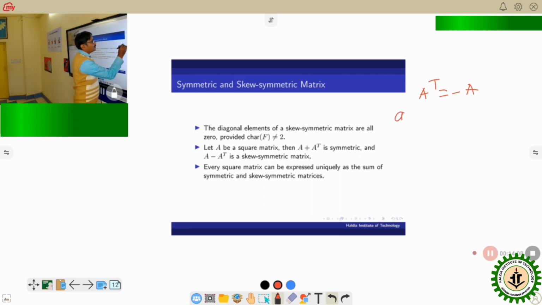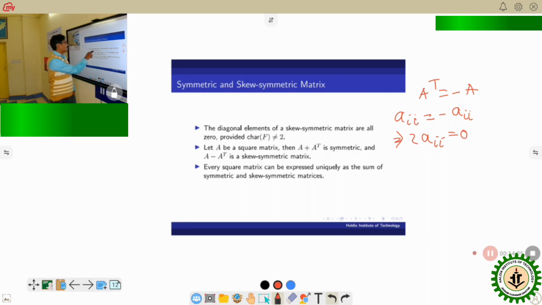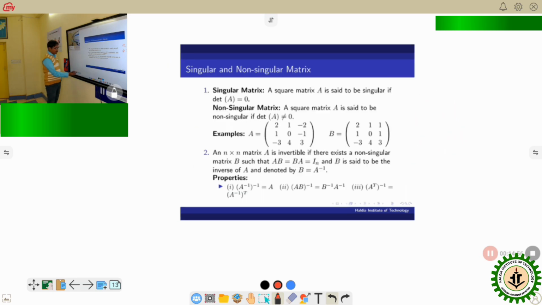Diagonal elements means aii, whose row and column are equal. That means aii equals minus aii. This implies twice aii equals 0. 2 cannot be 0 provided the characteristic of the field is not equal to 2. So therefore aii equals 0. That means the diagonal elements of a skew symmetric matrix are always 0. If A is any square matrix, then A plus A transpose is symmetric and A minus A transpose is a skew symmetric matrix. And lastly, every square matrix can be expressed uniquely as a sum of a symmetric and a skew symmetric matrix.